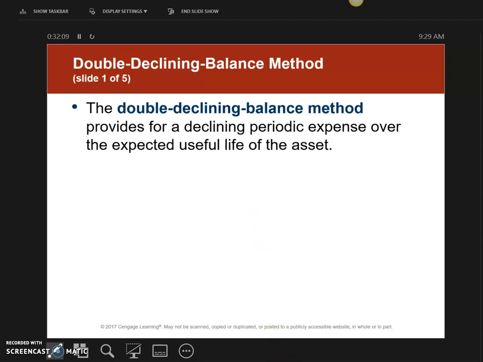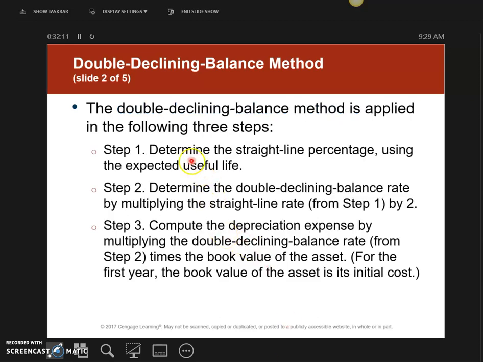So there are 3 steps to calculating this. First, I need to know the straight line percent. That's all I need to know. That's why it was important to understand the percent of straight line, and that is based upon the number of years. If you go back and look at my straight line depreciation video. Then I'm going to double that. And then I'm going to calculate my depreciation expense by multiplying that percent times the book value at the beginning of the year. So let's take a look at the next slide.